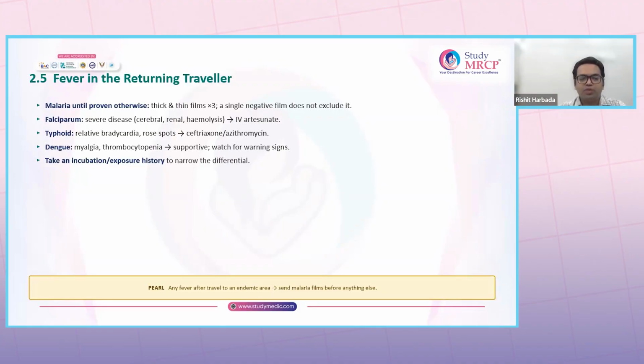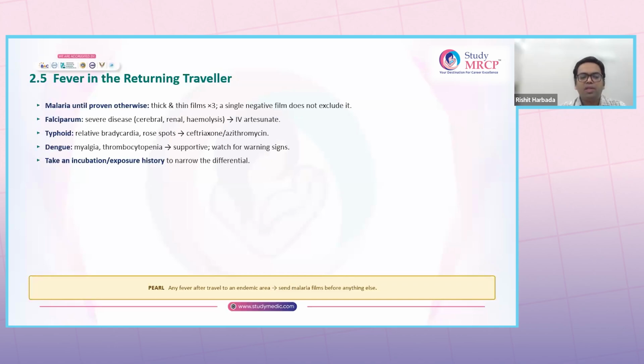Patient has rose spots and hepatosplenomegaly. Think about typhoid. We are going to do it in the form of the mnemonic: blood cultures in the first week, antibody Widal in the second week, stool culture in the third week, and urine culture in the fourth week. And the treatment of choice is always going to be ceftriaxone and azithromycin.